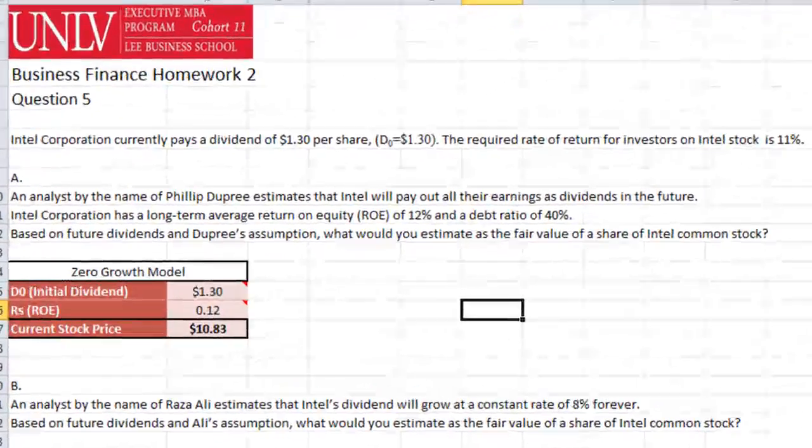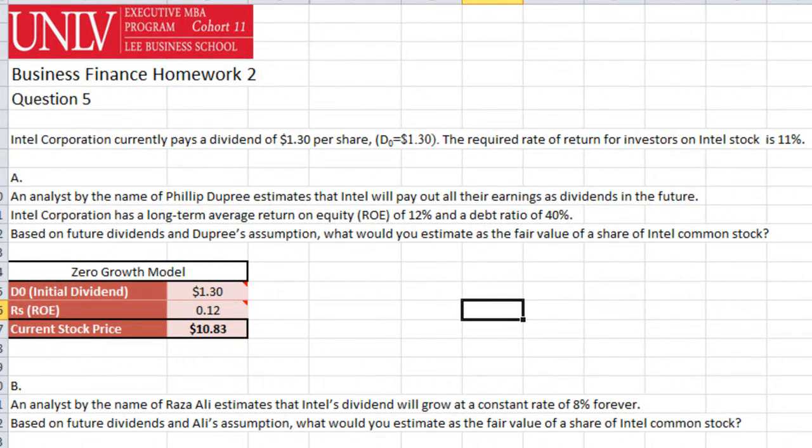Intel Corporation currently pays a dividend of $1.30 per share, or D0 equals 1.30. The required rate of return for investors on an Intel stock is 11%. An analyst by the name of Phillip Dupree estimates that Intel will pay out their earnings as dividends in the future. Intel Corporation has a long-term average return on equity of 12% and a debt ratio of 40%. Based on the future dividends and Dupree's assumption, what would you estimate as a fair value of the share for Intel's common stock?